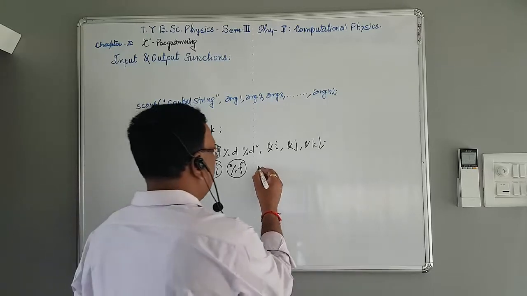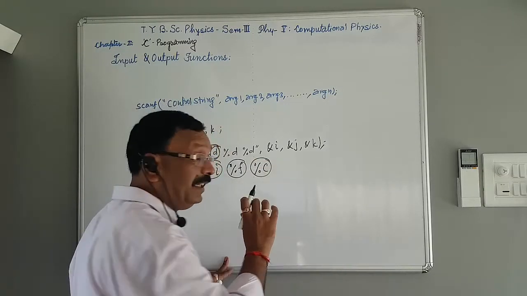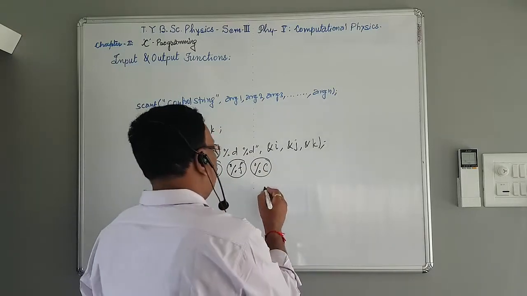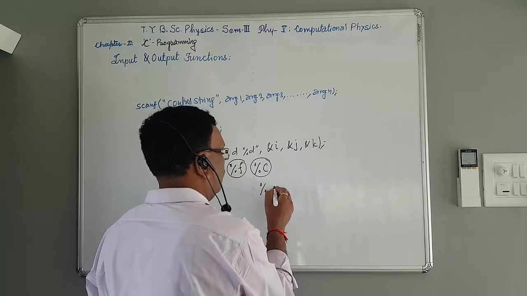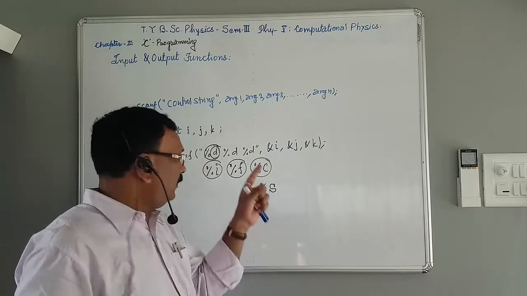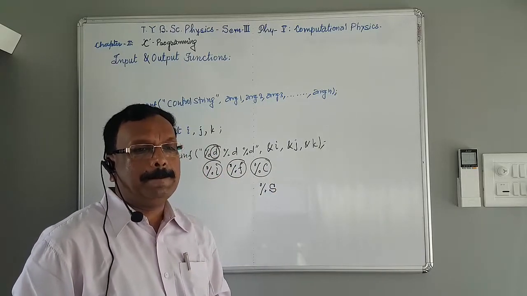If it is a single character, then for a single character we use %c. If it is a string, that is a group of characters, then %s, small s. These are the frequently used conversion characters.